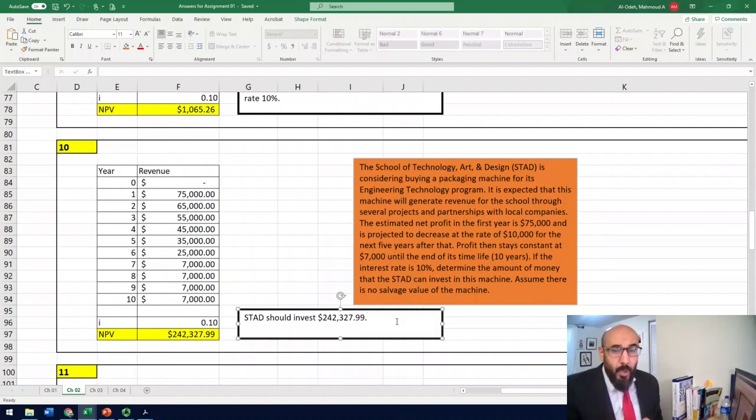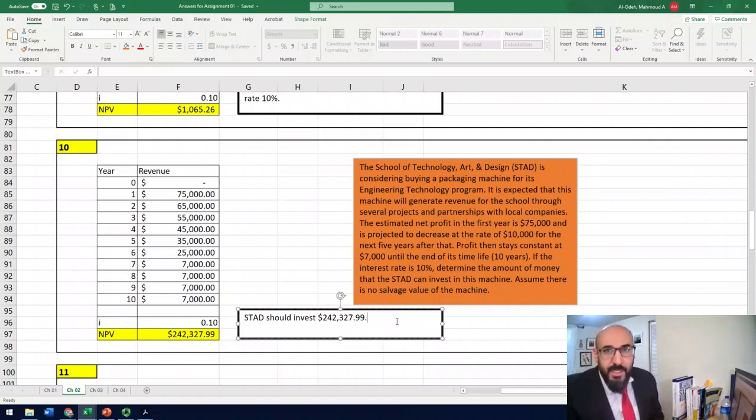$242,327.99. If the machine costs more, this would result in losing some money from their pocket, basically, because after all the calculation, after all the revenues, we found that this is the maximum amount that they can pay to buy the machine. If they find a more expensive machine, that means they're losing. If they find a less expensive machine, they're making a profit.